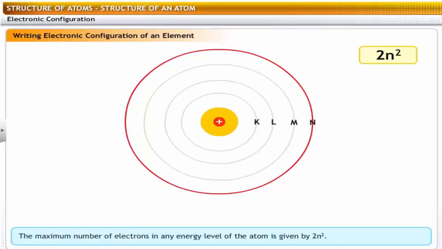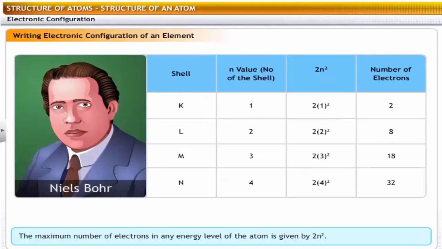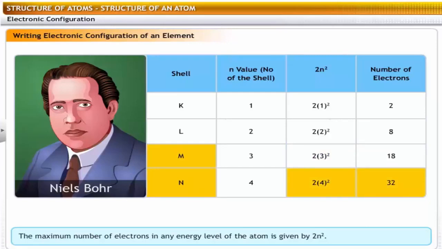For example, for the first energy level, n equals 1. According to the formula, 2 multiplied by 1 to the power of 2 equals 2. So, the maximum number of electrons present in the first energy level is 2. According to Bohr's model of an atom, the first energy level K can have 2 electrons. The maximum number of electrons which can be accommodated in shell L is 2 multiplied by 2 to the power of 2, equal to 8. Similarly, for M and N shells, the maximum number of electrons that can be accommodated are 2 multiplied by 3 to the power of 2 equals 18 and 2 multiplied by 4 to the power of 2 equals 32 respectively.